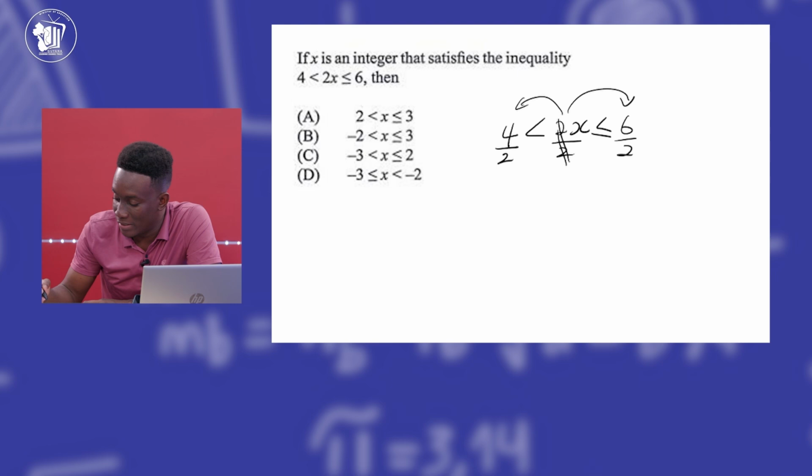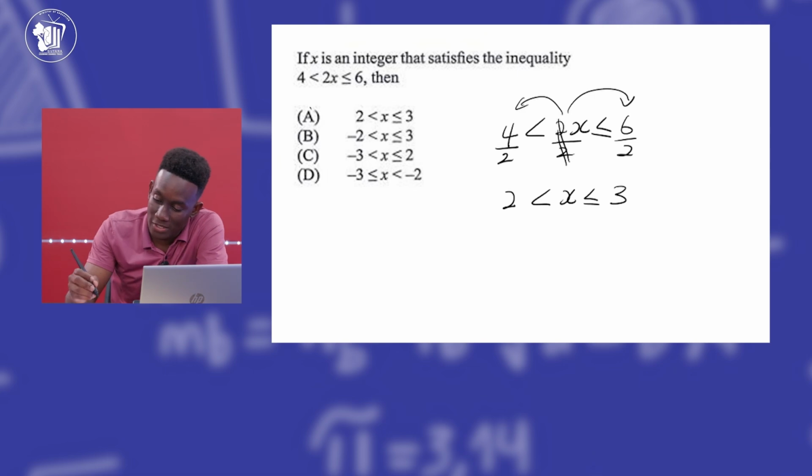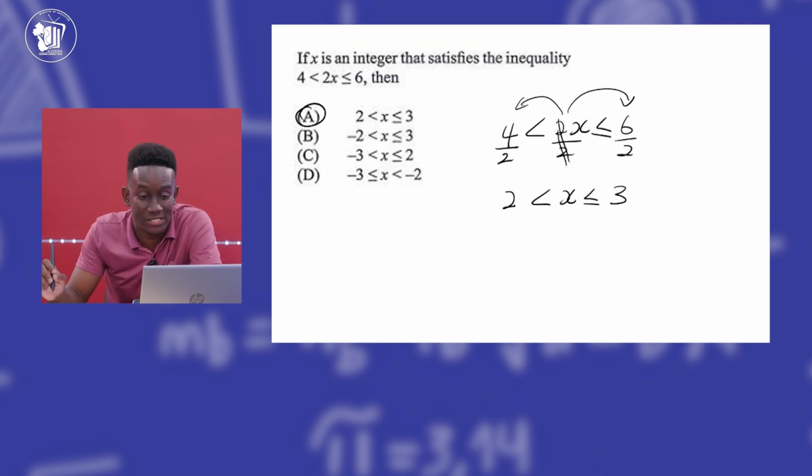So 4 divided by 2 would be 2. So you can say x is greater than 2, but less than or equal to, so 6 divided by 2 would be 3. So the answer is x is greater than 2 but less than or equal to 3. So this answer here would be simply A as the answer.